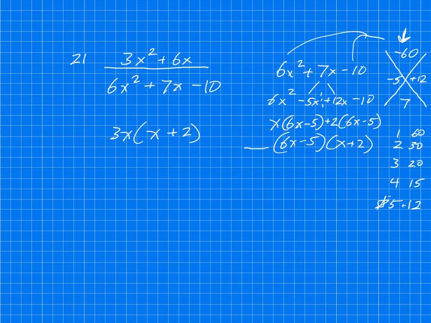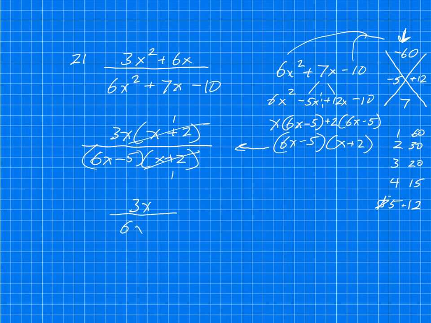And now though, I have a denominator for this term, and it is going to be 6x minus 5 times x plus 2. And you will happily see that we do have two factors that match. The x plus 2 and the x plus 2, we divide them out so they get 1 and 1. And so the final answer is 3x over 6x minus 5. Done.